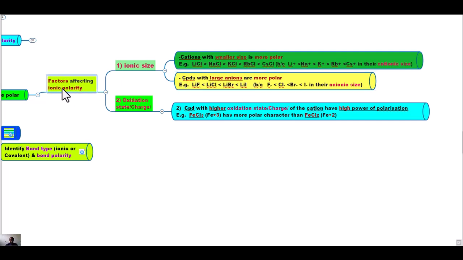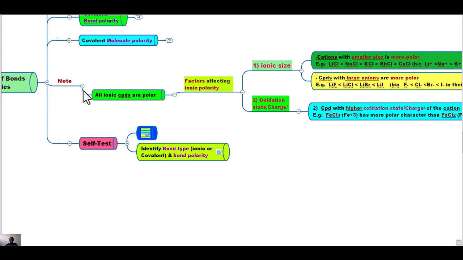Another factor that affects the ionic polarity is the oxidation state. Compounds with higher oxidation state have high polarity. For example, if you compare the ionic character of iron trichloride and iron dichloride, iron trichloride is more polar than iron dichloride because the charge in this compound is +3 and the charge in this compound is +2. So compounds with higher oxidation state are more polar than compounds with lower oxidation state.